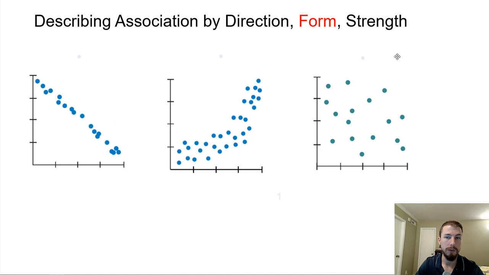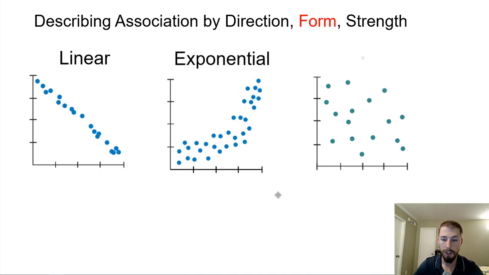We also describe association by their form. This would be a linear form, which is pretty common. Then we also have curved forms. So this could be exponential. Keep in mind that they could be curved going up or curved going down, or they could be sinusoidal, going up and down. It could be like a parabola, upside down, or a U shape going up. Lots of different things. And over here we have no form or no pattern.